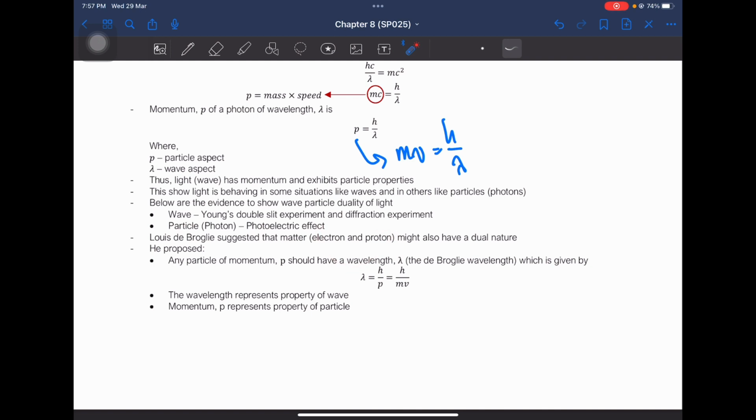Louis de Broglie suggested that matter, such as electron and proton, might also have a dual nature. So he proposed that any particle of momentum should have a wavelength lambda. This lambda is known as the de Broglie wavelength. It is given by this equation here, which is the equation that you will be using for this chapter. The wavelength again represents the property of wave, and the momentum represents the property of particle.